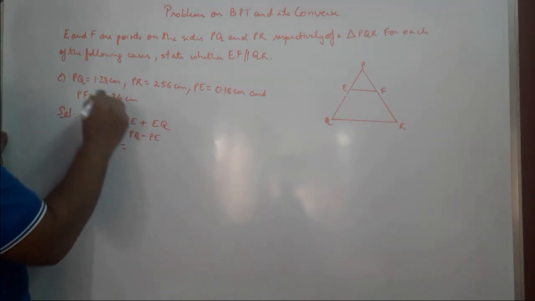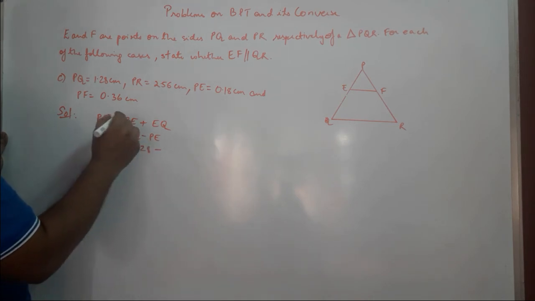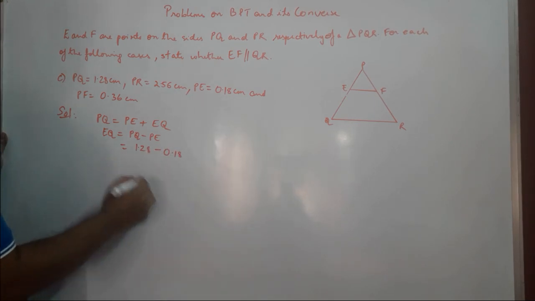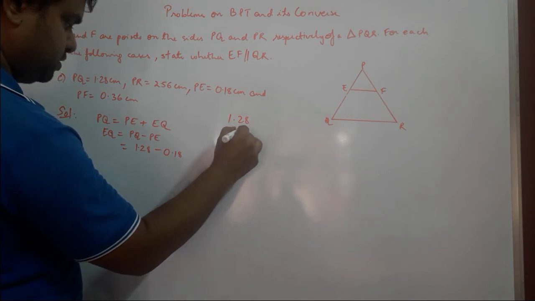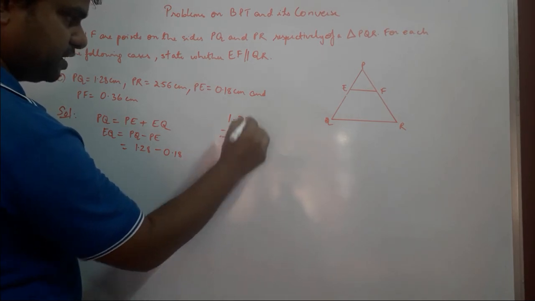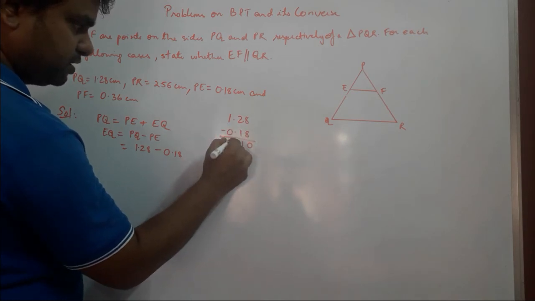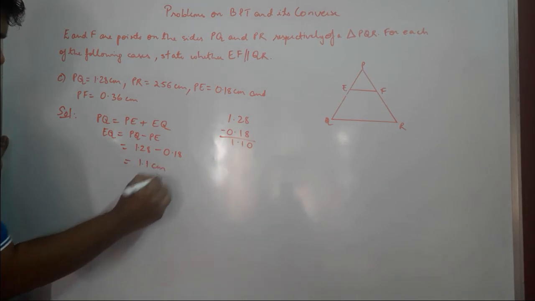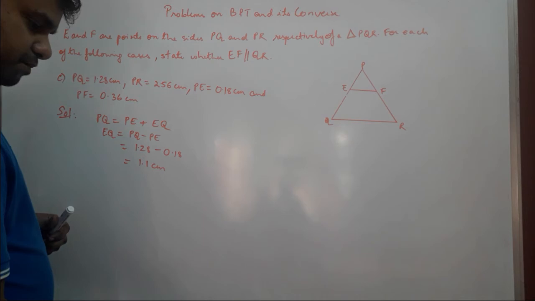So PQ is given as 1.28 centimeters and PE is given as 0.18 centimeters. Let us subtract this over here, 1.28 and 0.18. If you subtract, 8 minus 8 is 0, 2 minus 1 is 1 and 1 minus 0 is 1. So which means we get 1.1 centimeters. We found the value of EQ.